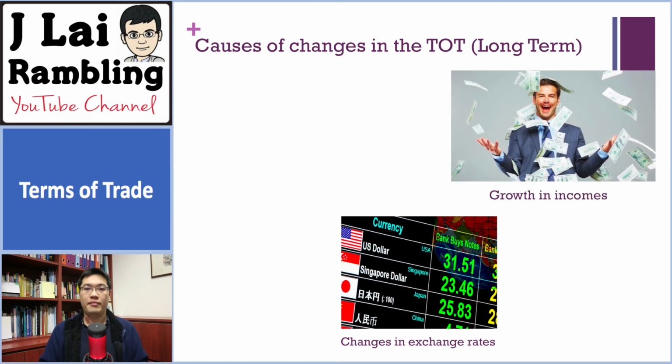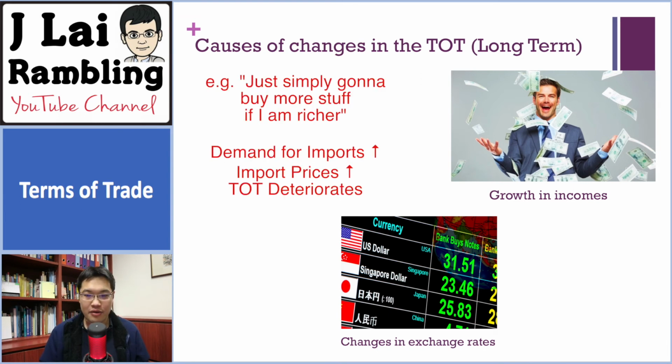Secondly, might be because of growth in incomes, and this may affect global demand. Economic growth and increases in incomes are an important long-term cause of changing demand patterns, which affects terms of trade. As income increases, the demand for goods and services also increases.